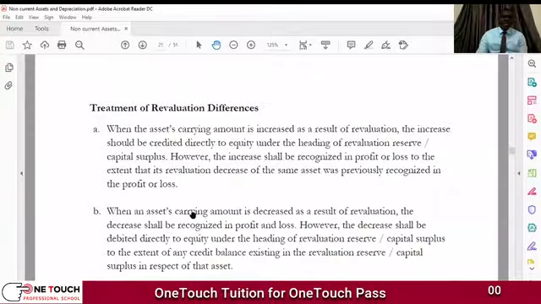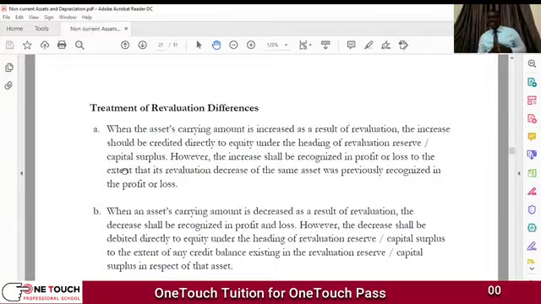Now, how do we treat the differences that will arise from revaluation? When an asset's carrying amount is increased as a result of revaluation, the increase should be credited directly to equity under the heading of revaluation reserve or capital surplus. However, the increase shall be recognized in profit or loss to the extent that it reverses a revaluation decrease of the same asset previously recognized in profit or loss.